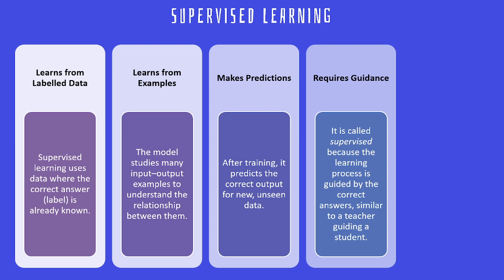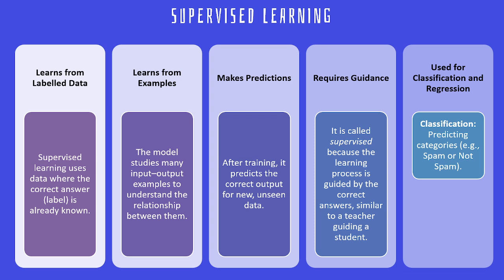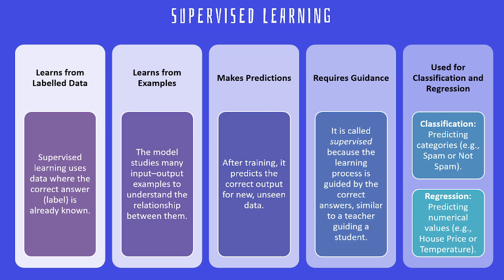Supervised learning is mainly used to solve two major problems: the classification problem and the regression problem. In classification, the machine predicts categories, and in regression, the machine predicts numerical values. We will learn about both problems, classification and regression, in detail in upcoming lectures.